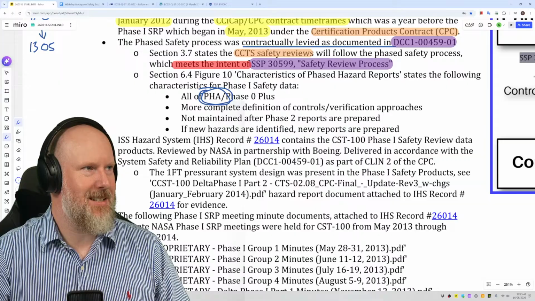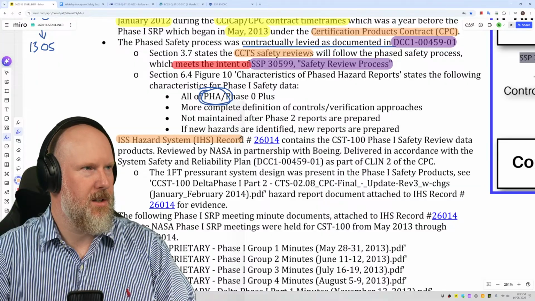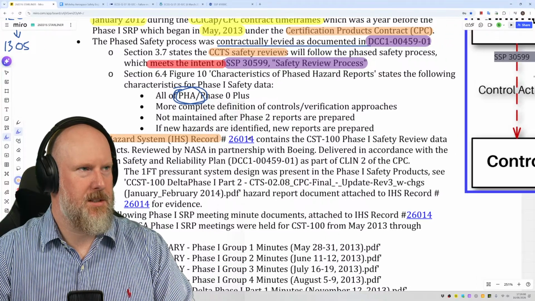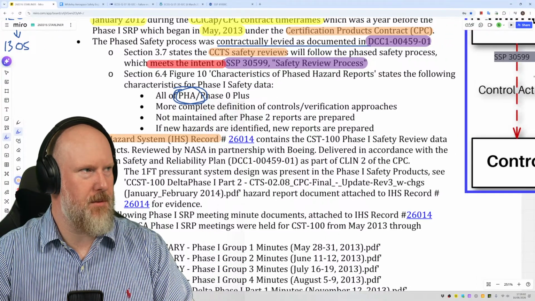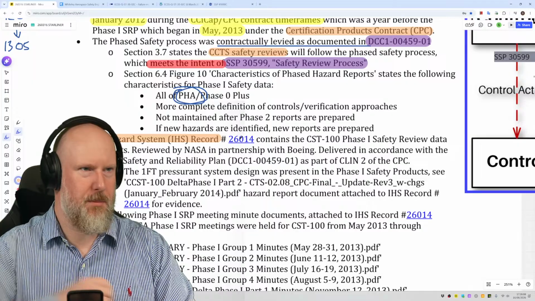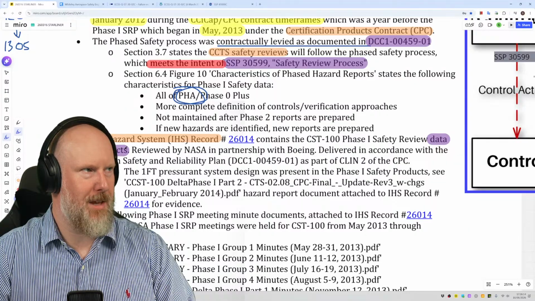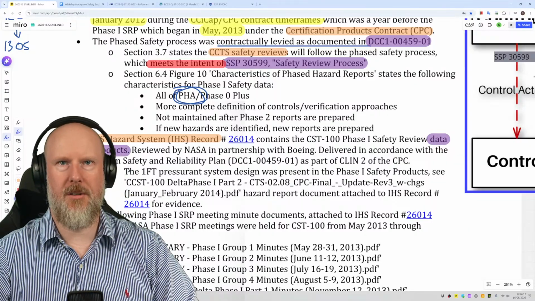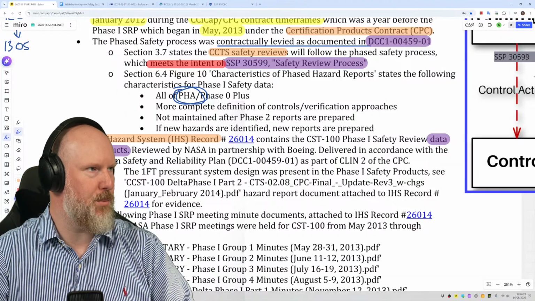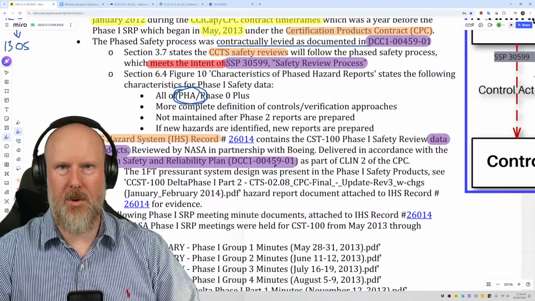Okay, ISS hazard system. So this is the record. This International Space Station hazard system contains the CST 100 phase 1 safety review data products. Okay, so this is some kind of database, and that record number contains some data products. So they will be some kind of safety documents, maybe preliminary, maybe not reviewed or signed off. Reviewed by NASA in partnership with Boeing, delivered in accordance with the system safety... Oh, there we go, everybody. System safety and reliability plan. Fantastic. So that document, I'd like to know what date that was.